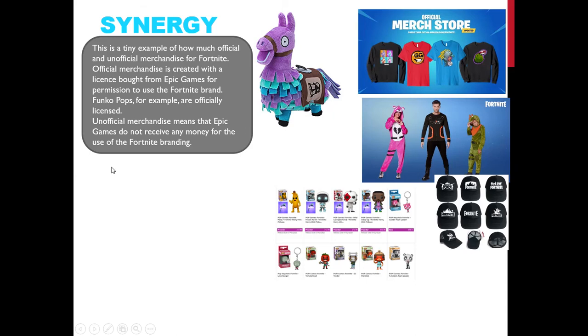Unofficial merchandise means that Epic Games do not receive any money for the use of Fortnite branding. I would imagine, looking at these caps, they look fairly cheaply made. I would say that this is an example. These black caps are unofficial merchandise. The people that make these caps are using Fortnite branding, but they are not getting permission, and they are not paying Epic Games for the use of these logos.